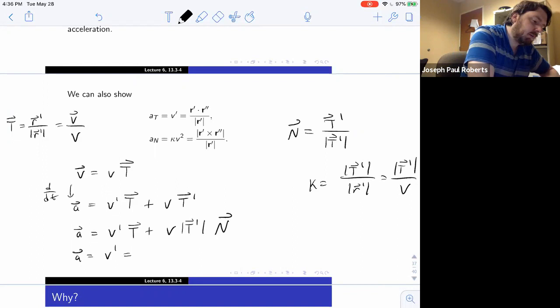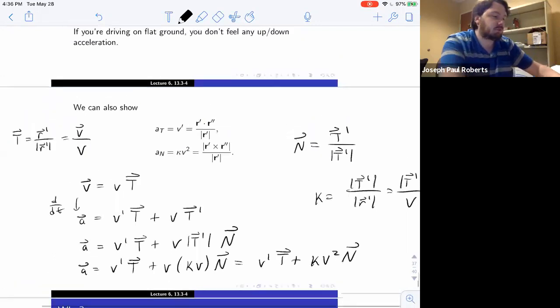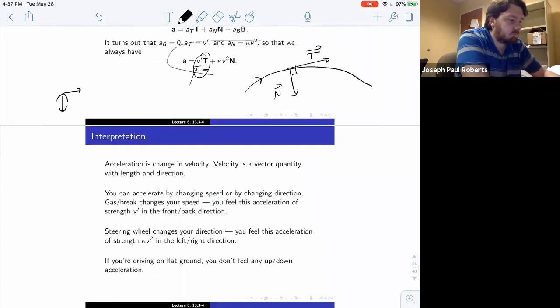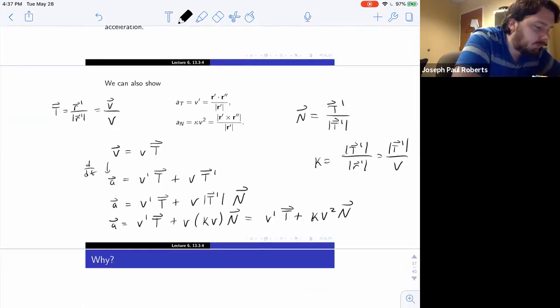So length t prime is kappa times v. So that's where we got v prime t plus kappa v squared n. So that was our starting point that we had up there, that a is speed prime times unit tangent plus curvature times speed squared times unit normal. So that's really just the same product rule in our definitions that we've been working with.